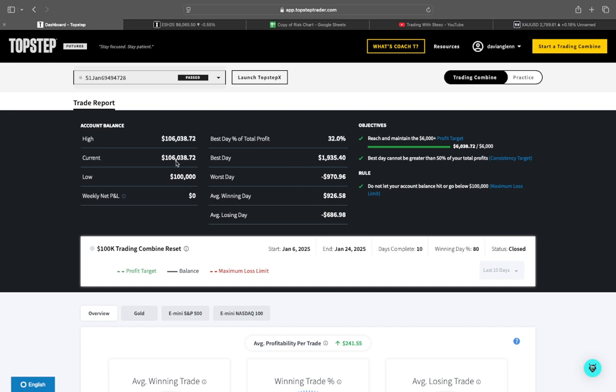And as you trade on the account, numbers will change here. This is how you'll be able to see, okay, what's the low that my account can go to? What's the high? You know what I'm saying? That's just how it'll go.